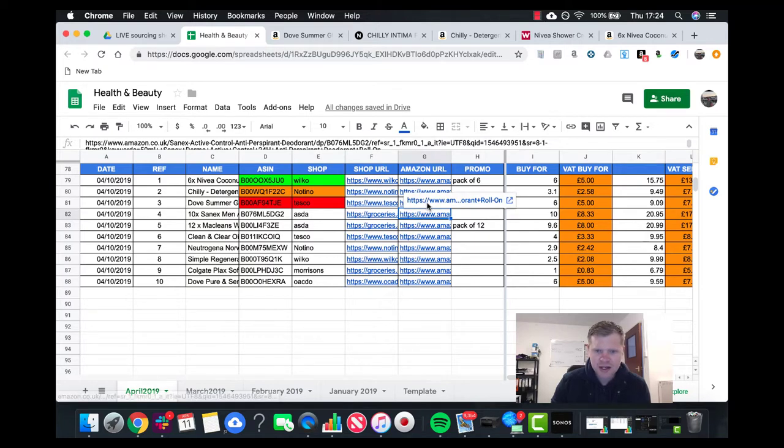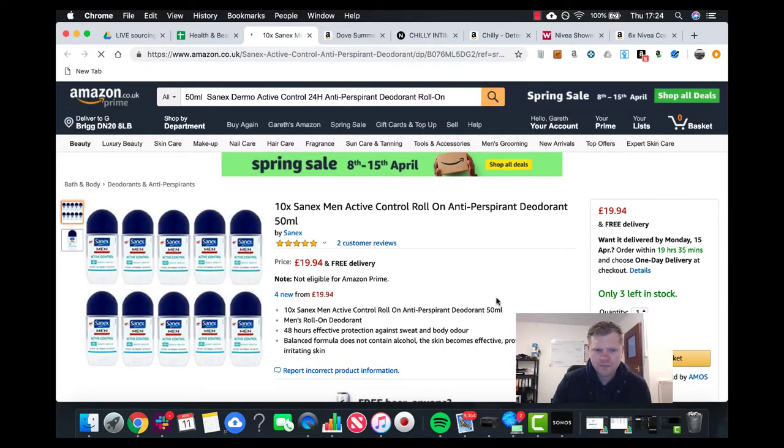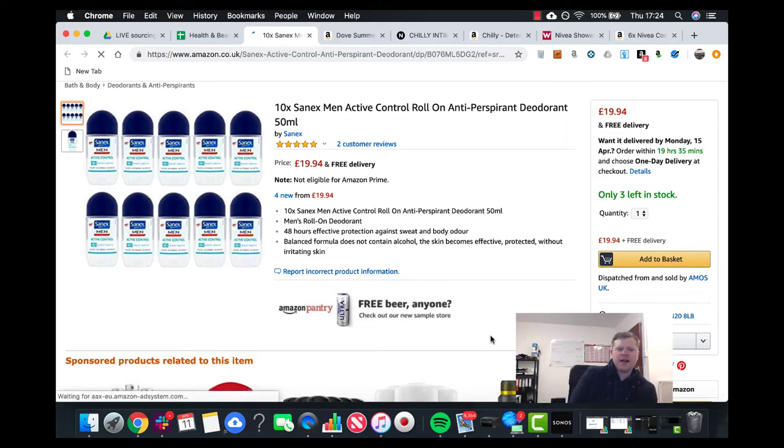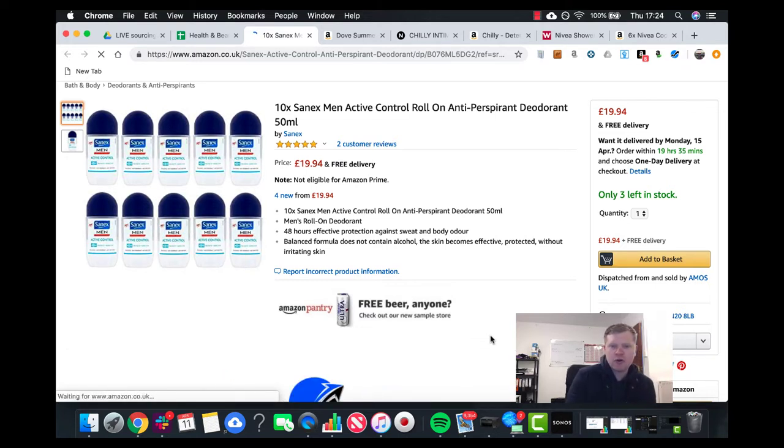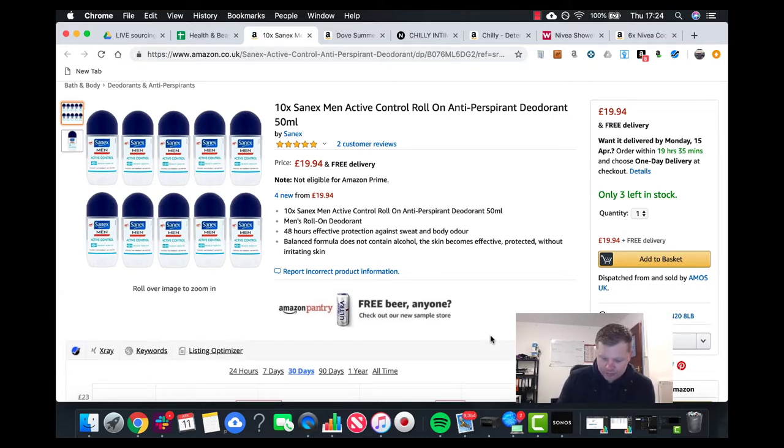Okay, so let's check the Sanex. Sanex, we've got 10 times Sanex Men Active Control, Roll-On and Antiperspirant Deodorant. You've got to love some of these titles. Again, a roll-on, so I'm just going to check this very quickly before I do any further searches. Just saves a lot of messing about. B07 6ml 5DG 2. So again, just checking the Seller Central app for hazmat.